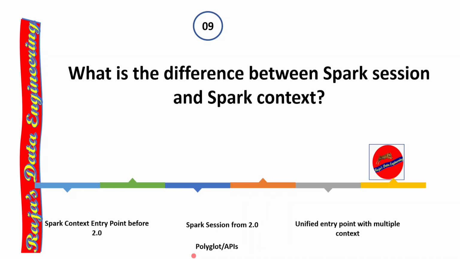Moving on to the next question. Now, this is also one of the very common questions in most of the interviews. What is the difference between Spark session and Spark context? Coming to Spark context, that was the entry point for any Spark application before Spark version 2.0. But starting from Spark version 2.0, it is called Spark session, because Spark session is a unified entry point, which means Spark session contains multiple contexts, not only Spark context, it also has SQL context, streaming context, graph context. It is combining multiple contexts as a packaged one, so it is called Spark session.